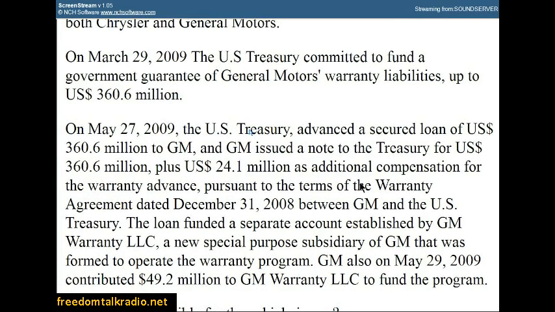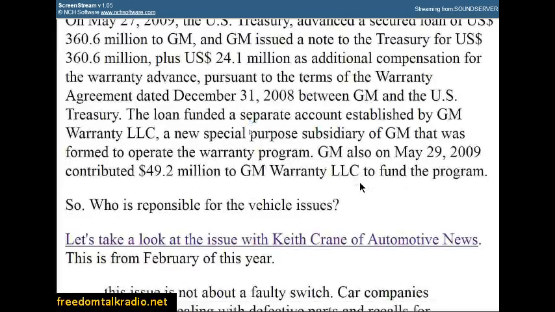There's money flying around all over the place. The Treasury gives $360 million to GM, and then GM gives $360 million back, and then gives them an additional $24.1 million, and the government funds the guarantee of warranty liabilities, which this ignition system problem would seem to fall under.